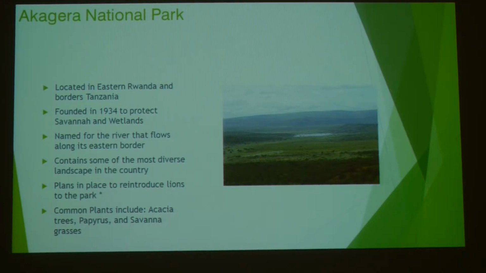There were plans to reintroduce lions to the park as well as the black rhino, but if you've kept up on the news recently, the black rhino is no longer among species of animals that exist. So that was sort of scrapped. I mean, we could clone it, but you know, can't really put a dead rhino in it. Common plants include the acacia tree, papyrus around the swamps, and several kinds of savanna grasses.